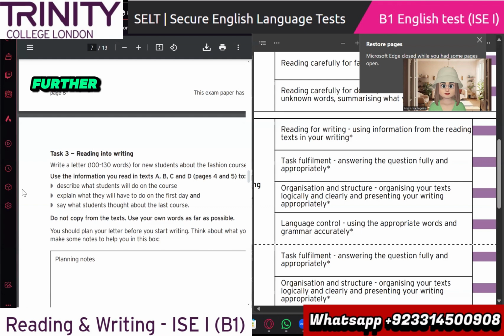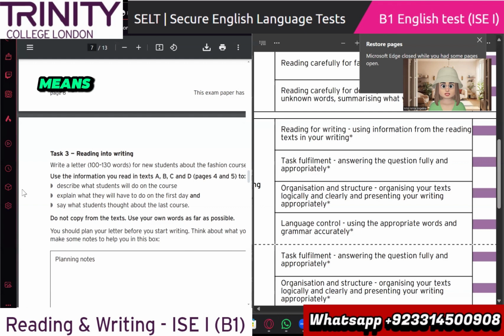Okay, further, what is the next point? Organization and structure. Organize your text logically and clearly, and present your writing appropriately. Appropriately means correctly. So what does it mean, this part? Structure means writing clearly, in straight sentences and in a proper structure, and presenting it nicely.